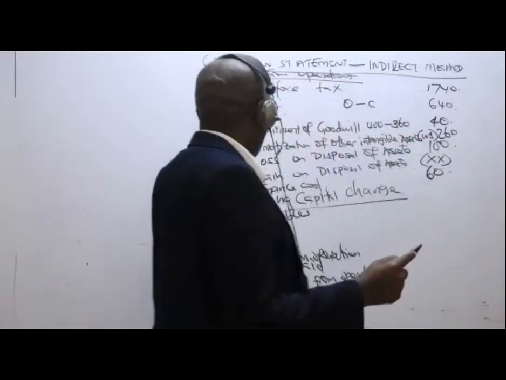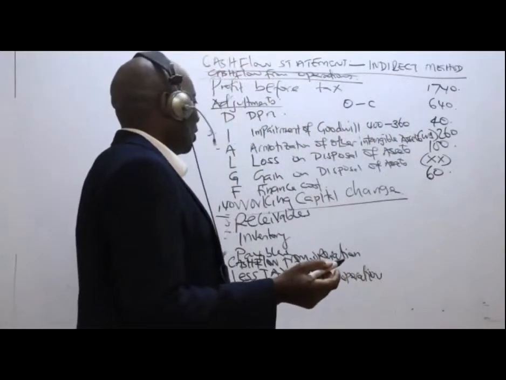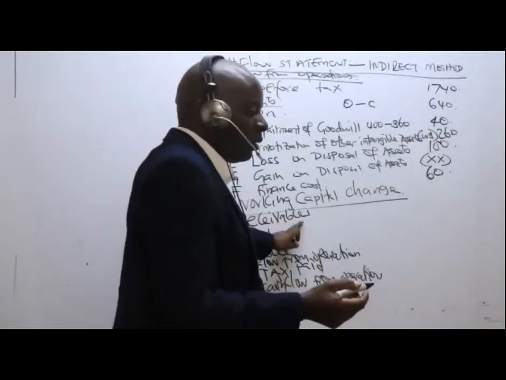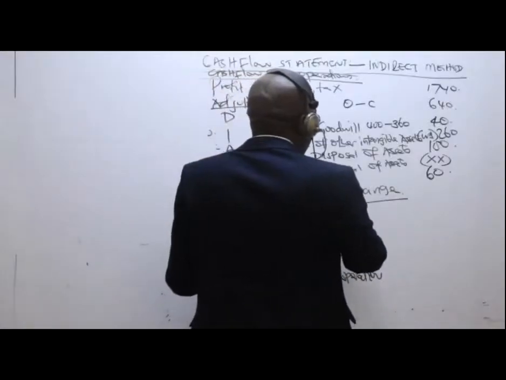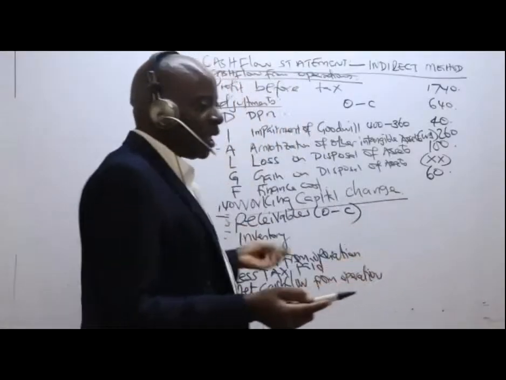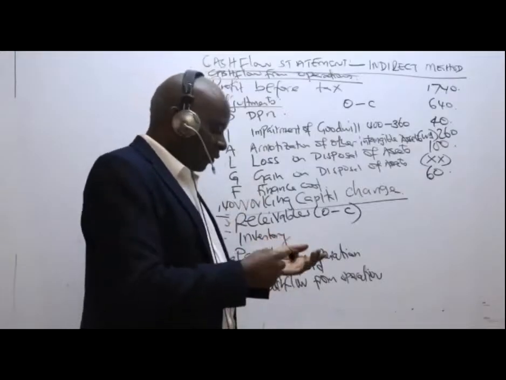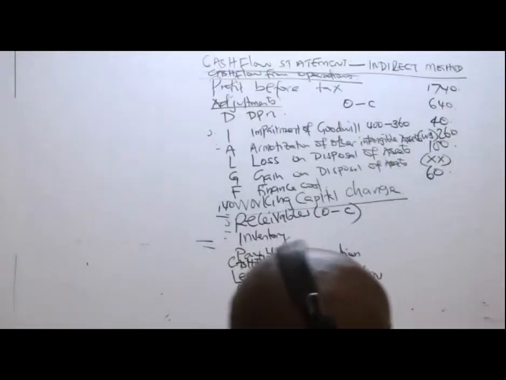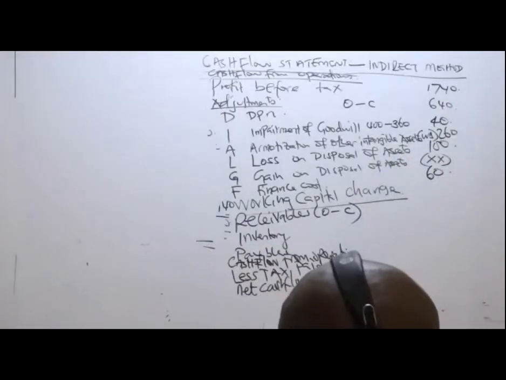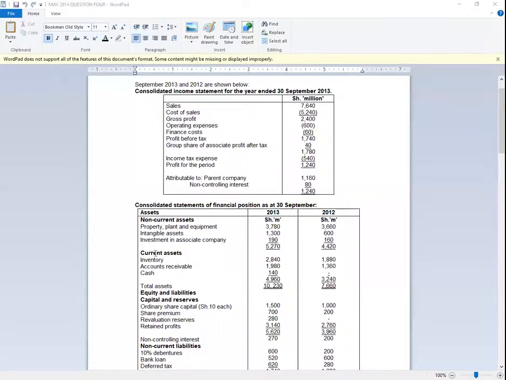From there we go to the working capital changes. We start with receivables. Remember, it is opening minus closing always. You go to the receivables, you pick the opening figure. Opening is the older year, 2012. So take 1360 minus 1980.